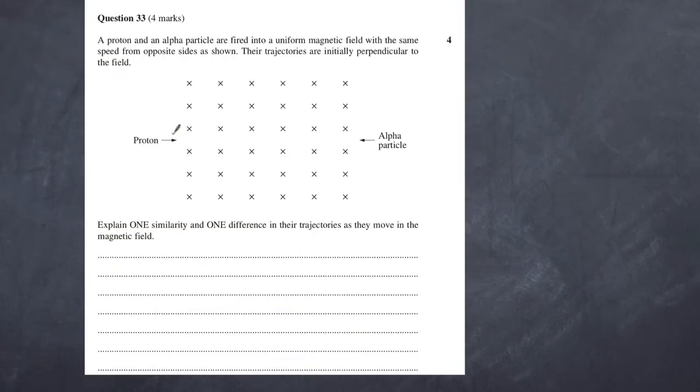Question 33, which is the last of our electromagnetism questions in this paper. We've got two charged particles entering the field from opposite directions, and we're asked to explain one similarity and one difference in their trajectories as they move into the magnetic fields.